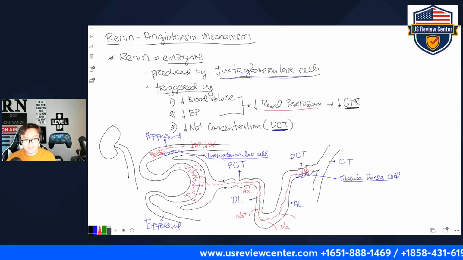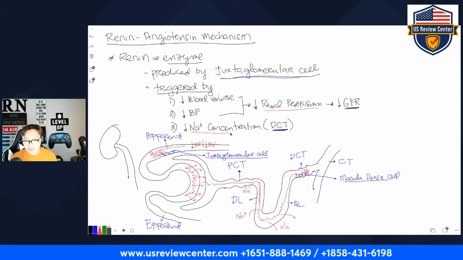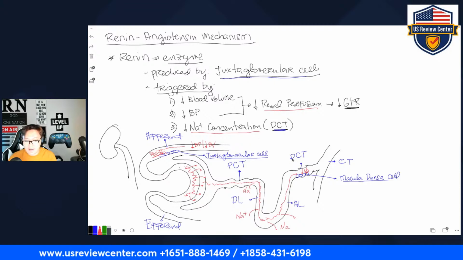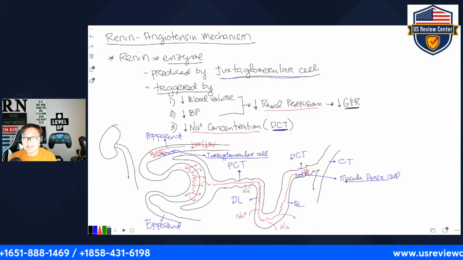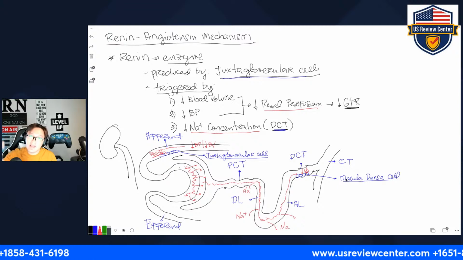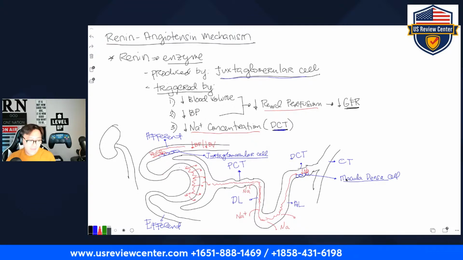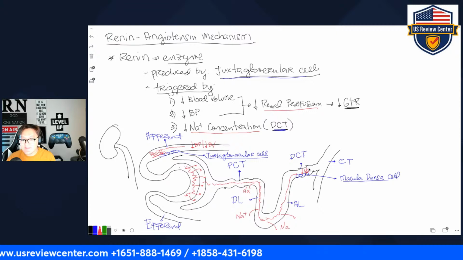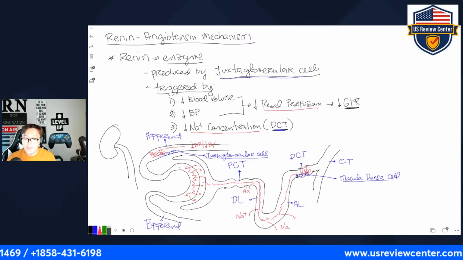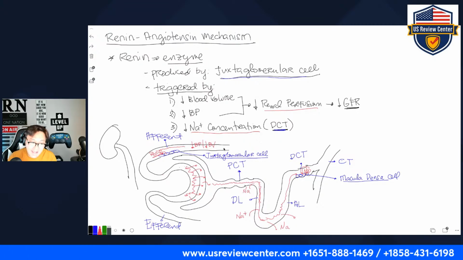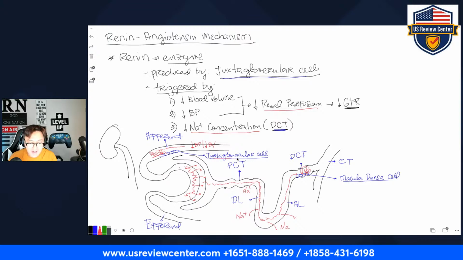Now, what will happen? A decrease in your sodium concentration in your distal convoluted tubule can be sensed by the macula densa cell. Remember, I said a macula densa cell is a form of a chief cell. As a chief cell, it has a sensory function. Therefore, because of a decrease in the sodium concentration in your distal convoluted tubule, the macula densa cell will pick it up and communicate to your juxtaglomerular cell.